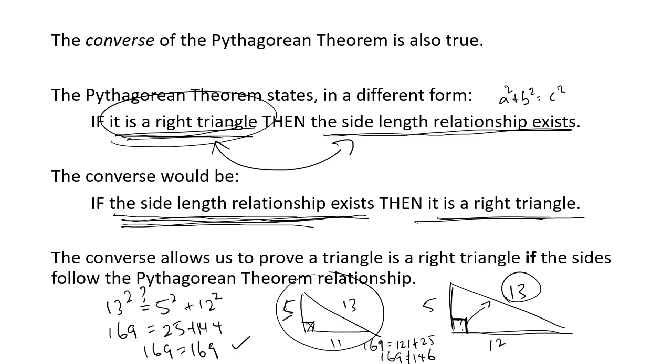So we can use this relationship in both directions. It works both ways. The normal direction, the Pythagorean theorem, if it's a right triangle, then this relationship exists. And then if we switch it around, that's called the converse. If we can show the side relationship exists, then we know it's a right triangle. We're not going to do a whole lot more with this. It's just, I think it's important that you see that this statement works in both directions.